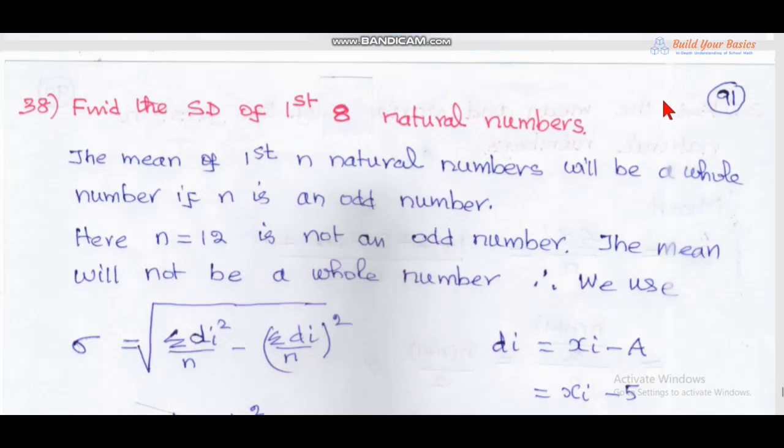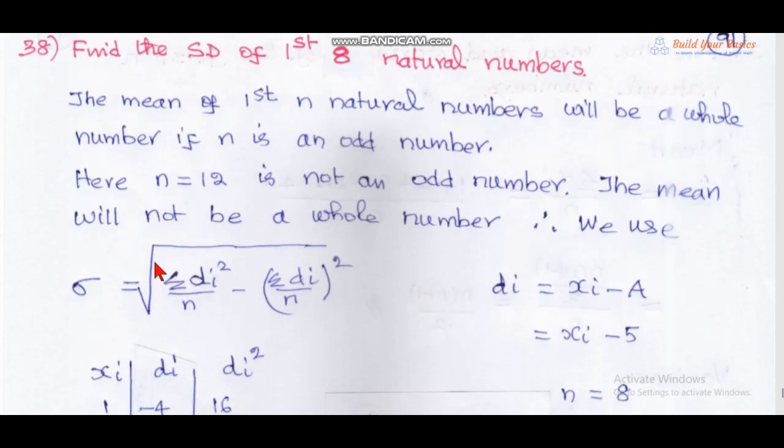Question number 38. Find the standard deviation of first 8 natural numbers. The mean of first n natural numbers will be a whole number if n is an odd number. Here n equal to 8 is not an odd number. Therefore the mean will not be a whole number. So we do the problem using assumed mean. Sigma equal to square root of sigma di squared by n minus sigma di by n whole squared.